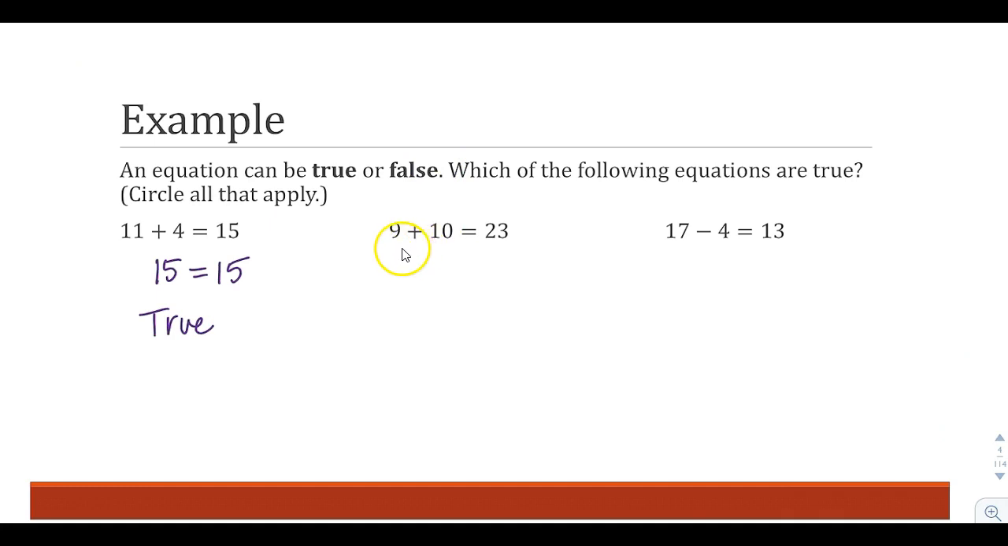In the next example, I have 9 plus 10 is equal to 23. So this is an equation, but the left side is 19 and the right side is 23. So this is a false equation. And in the last example, 17 minus 4 equals 13. Well, 17 minus 4 is 13. 13 does equal 13. So I have a true statement.